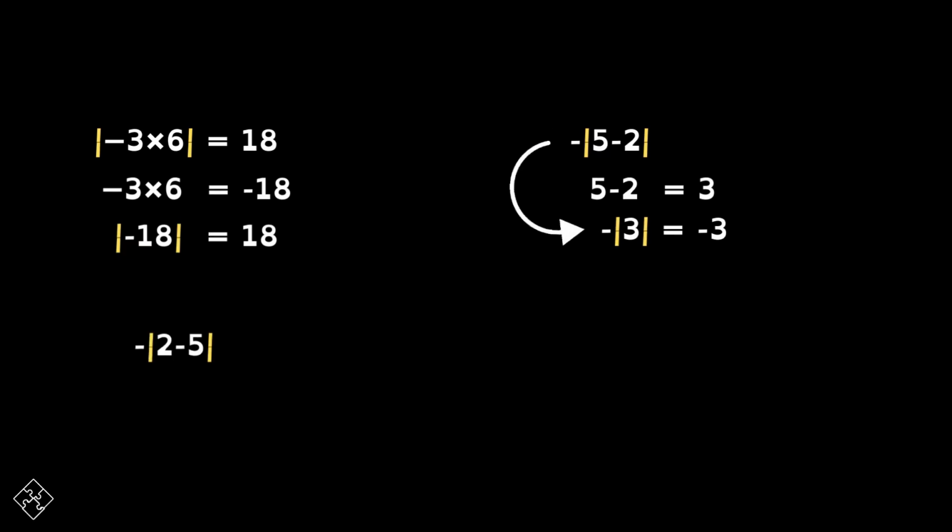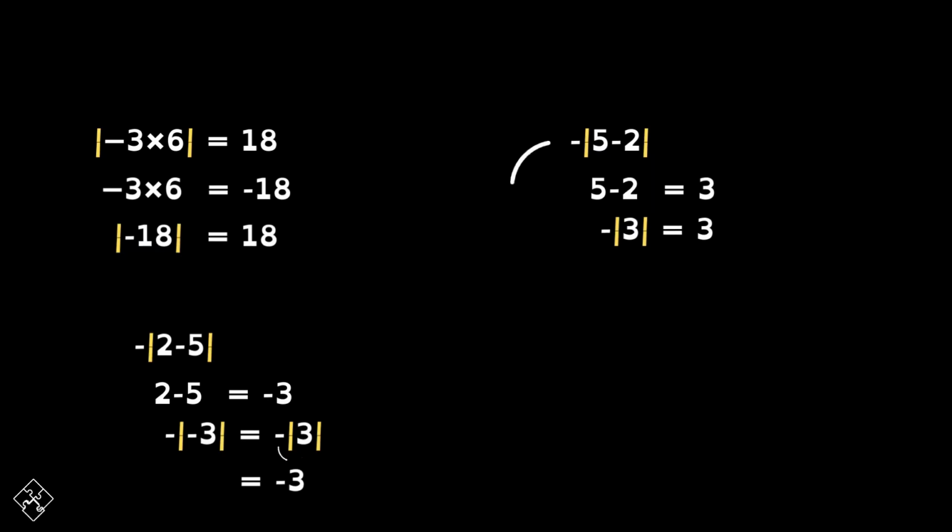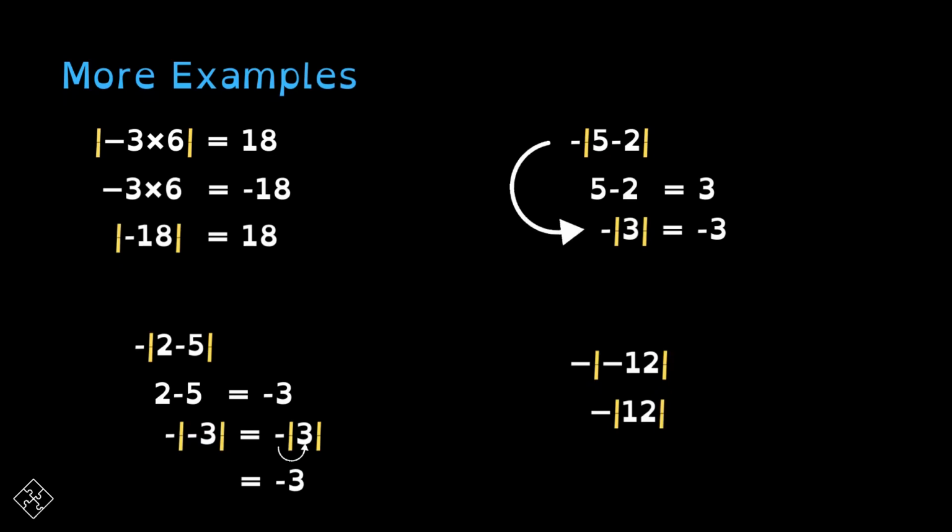Let us try more. Negative times the absolute value of 2 minus 5. First, simplify 2 minus 5, and that is equal to negative 3, and then get the absolute value of negative 3, that is positive 3, and then the first minus gets us negative 3. For our last example, negative times the absolute value of negative 12. First is get the absolute value of negative 12, that is 12, and then the first minus gets us negative 12. And that is the absolute value.